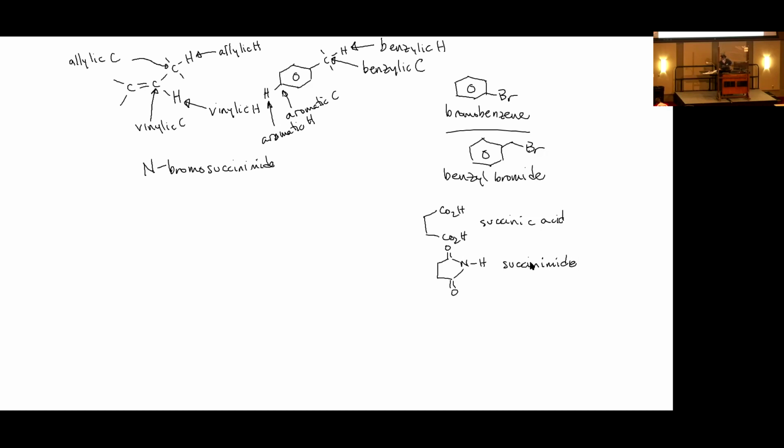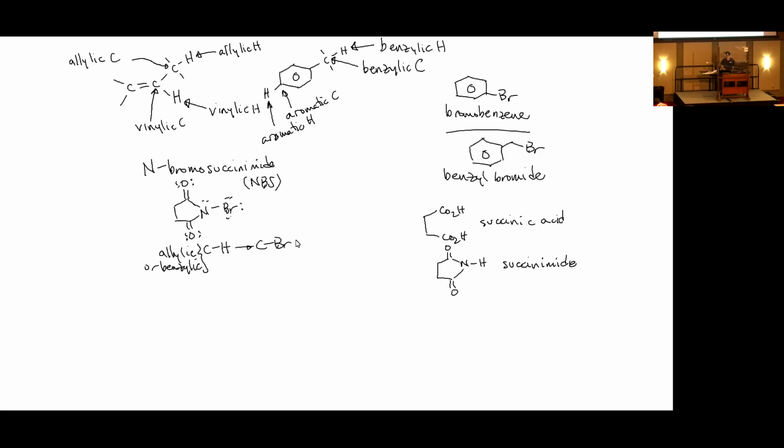And again, memorizing these names, that's not my point here. But N-bromosuccinimide is simply what we get if we replace that hydrogen with a bromine. So we also call this lovingly NBS, for N-bromosuccinimide. And N-bromosuccinimide is the reagent of choice for converting allylic or benzylic C-H bonds to carbon-bromine bonds. And maybe we'll start with some examples of that.